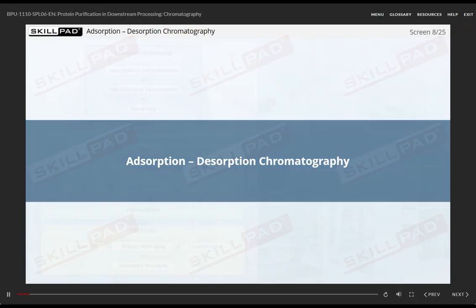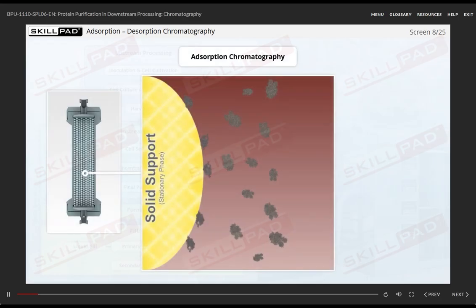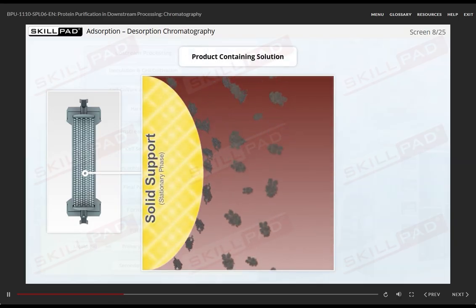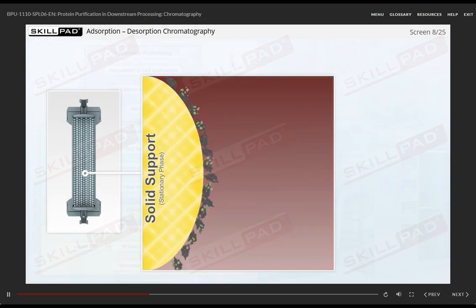Adsorption-desorption chromatography. In adsorption chromatography, the molecules are either bound or not bound to a solid surface, also known as the binding mode. A column is equilibrated, meaning the solid phase is conditioned by passing a solution through it that resembles the pH and ionic strength of the product containing solution. The column is then loaded with the product containing solution, where it adsorbs to the functional surfaces of the stationary phase. Impurities will also bind.